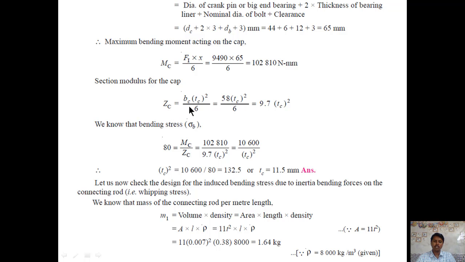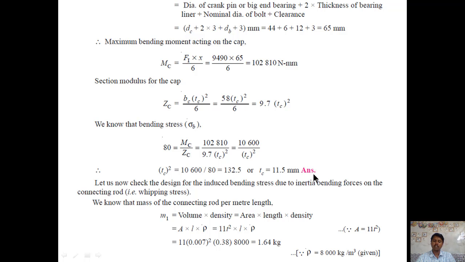Then section modulus. We take the cross section of the cap as rectangular, hence the section modulus Zc equal to BC TC square by 6, which is equal to 58 TC square by 6, which is equal to 9.7 TC square. Now, from here you can calculate the bending stress. The allowable bending stress is equal to 80 megapascal. So, 80 equal to MC by Zc. If you substitute this, you will get TC value. So, TC is found as 11.5 mm.